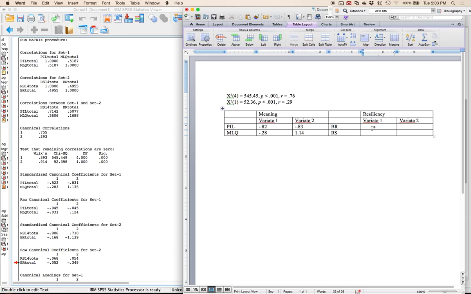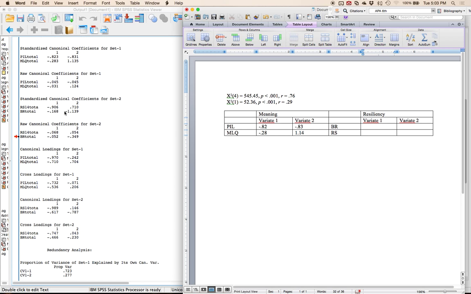For resiliency, so I'm going to go from set 1 to set 2 down here. So this stuff, I've got negative 0.91 and negative 0.17. And then 0.70 and negative 1.13. So these are standardized. I can compare them to each other. So looking at them, in the first variate combination, pill is a much stronger predictor than MLQ. In the second variate combination, MLQ is better because it's bigger. Think absolute values.